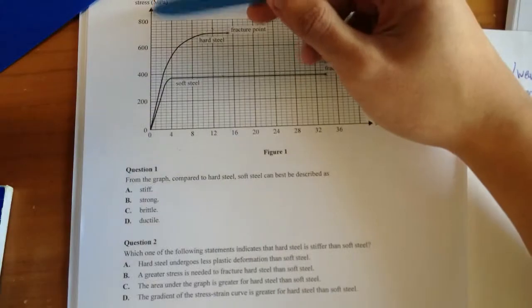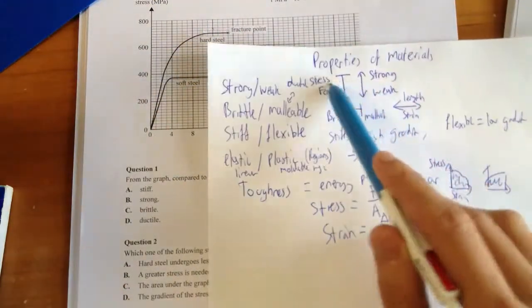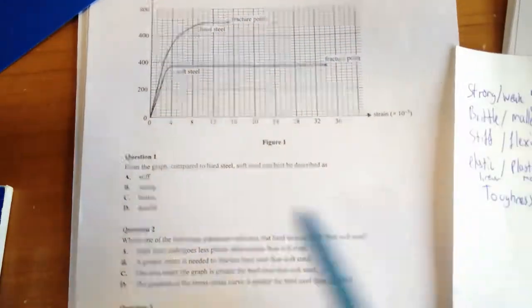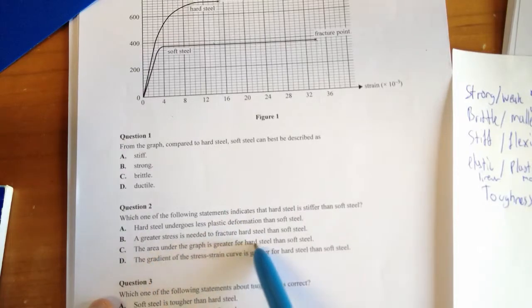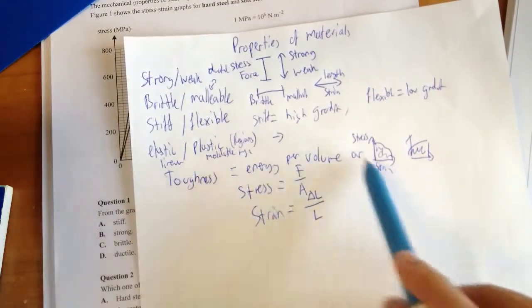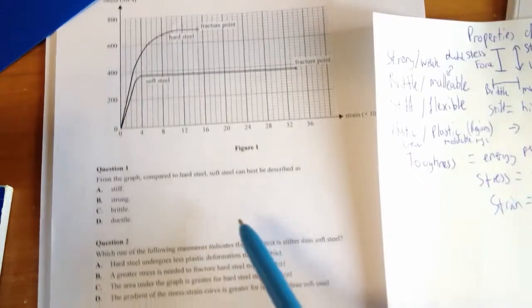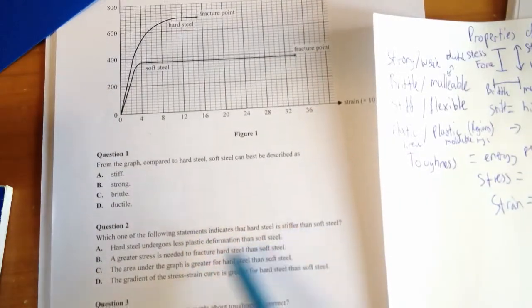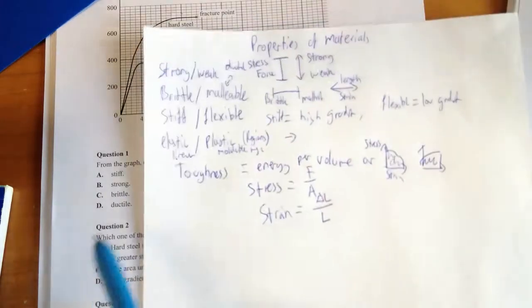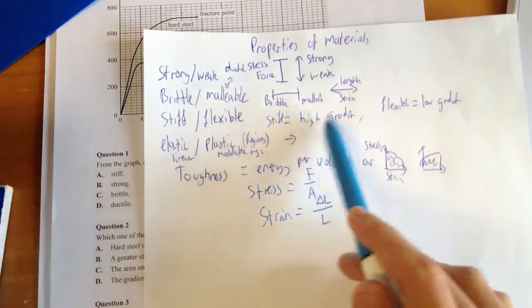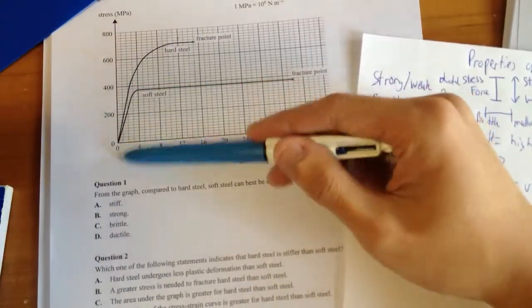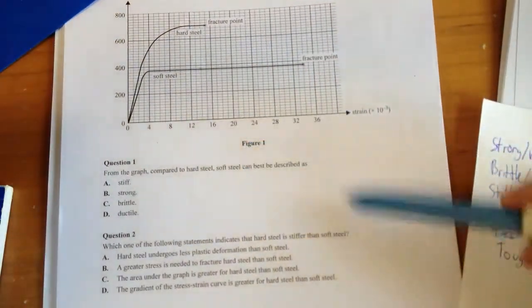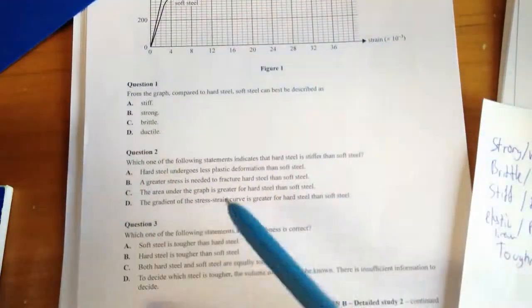Because a greater stress, now we just look at here, stress is to do with strength. The area under the graph is greater for hard steel than soft steel. So the area under the graph is related to toughness, okay? So that has nothing to do with stiffer. The gradient of the stress strain curve is greater for hard steel than soft steel. Stiffness is related to the gradient. So therefore, hard steel is stiffer than soft steel because the gradient is higher.